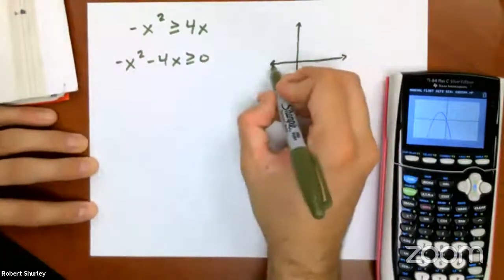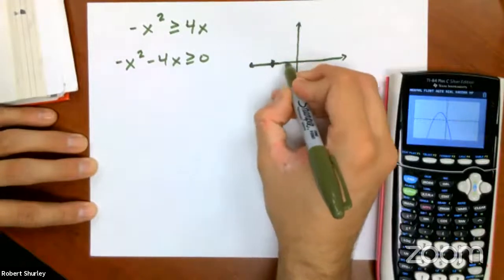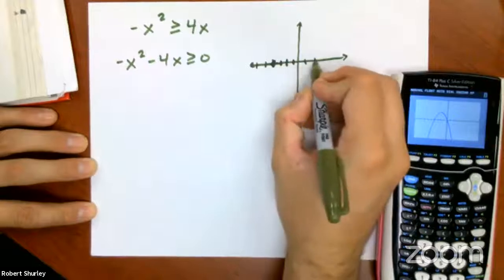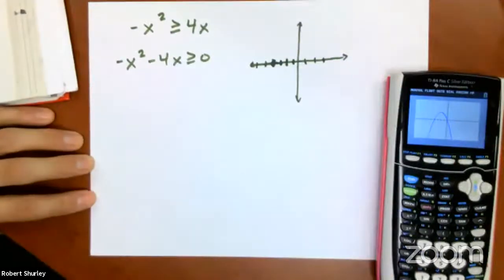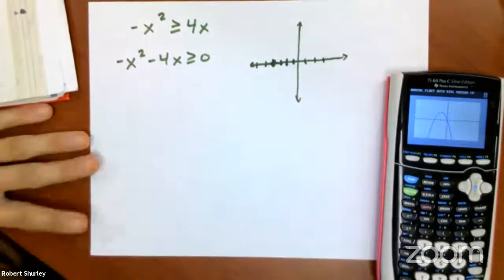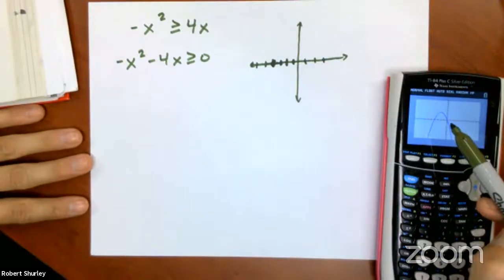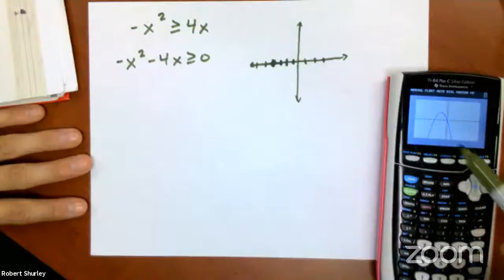Oop, it goes the other way. Okay, now again, what matters are the x-intercepts. I'm not worried about the vertex. That was a different section. The x-intercepts. It looks like it crosses at the origin, and I think at -4.